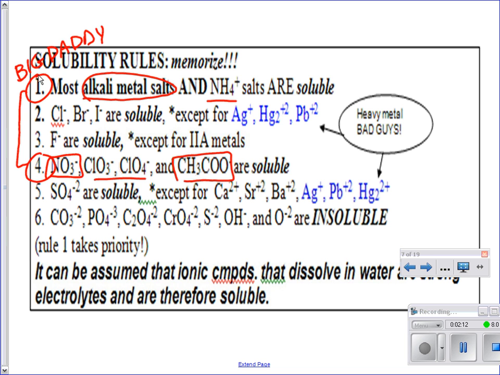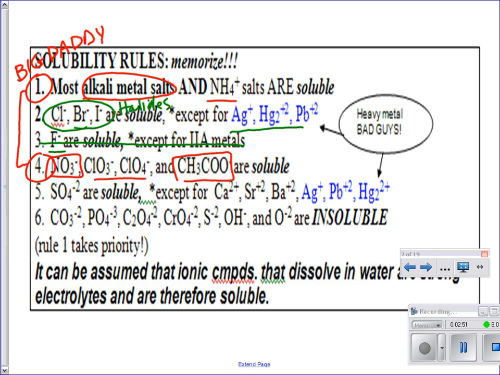All right. So moving on to the next rule. This is a good one to know. Don't worry about number 3 much at all. I want you to focus on these 3. What do chlorine, bromine, and iodine have in common? They're all what? They're halogens. Because they're halogens that have a charge, we call them halides. So halides are all soluble except for silver, mercury, and lead.